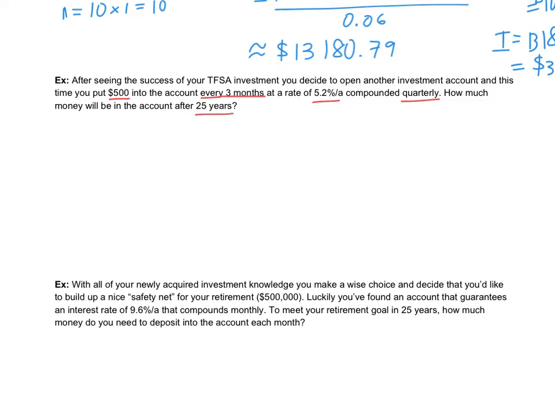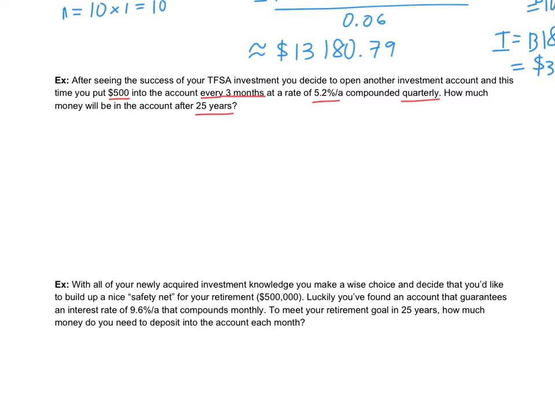So the fact that I'm depositing money every 3 months, that's the clue that it's an annuity, not just regular compound interest. And it says every 3 months. So if I take 12 months in a year and divide it by 3, that's 4 times a year, which matches the quarterly compounding period. And those will always match.